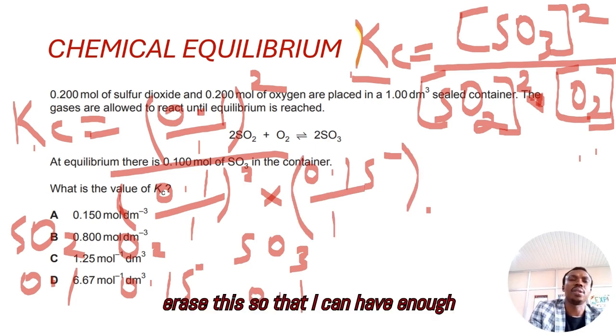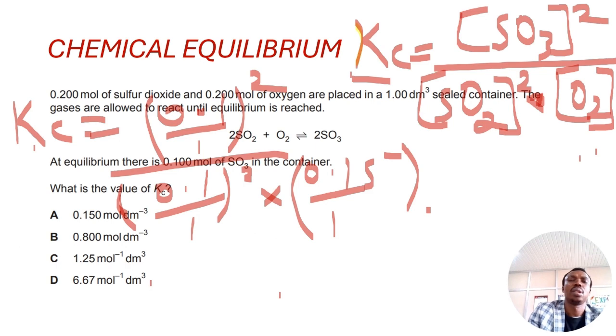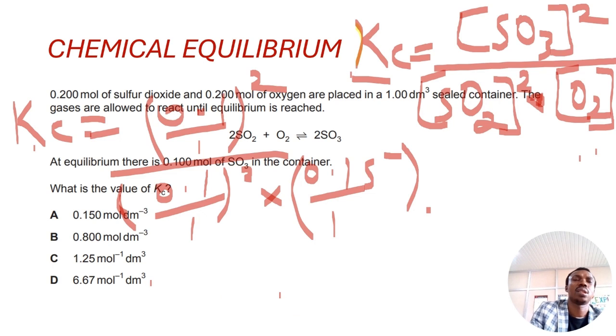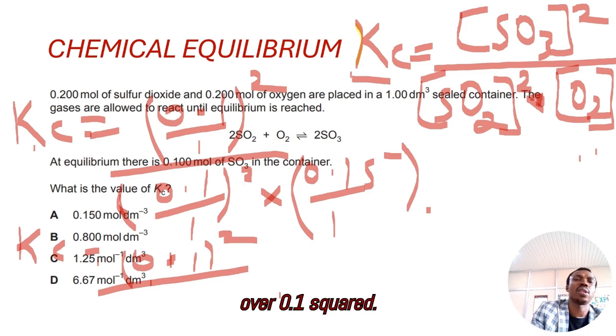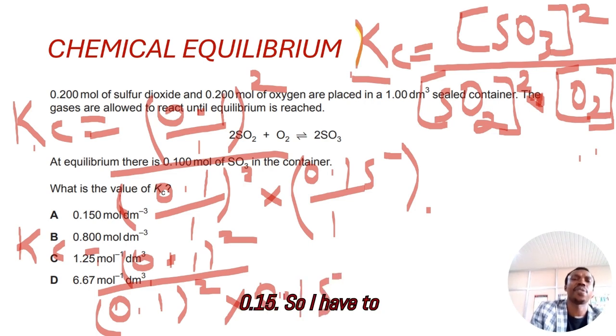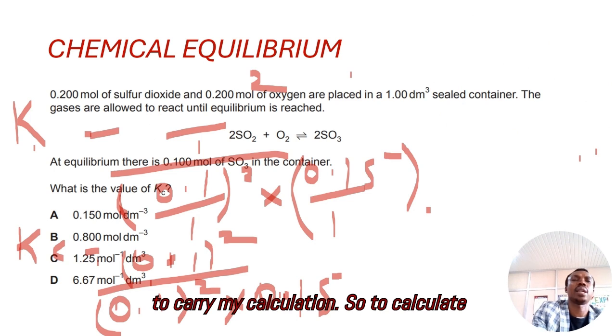I have to erase this so that I can have enough space to carry out my calculation. So what will be Kc? The value for Kc will be equal to 0.1 squared over 0.1 squared times 0.15. I have to erase this so that I'll have enough space to carry out my calculation.